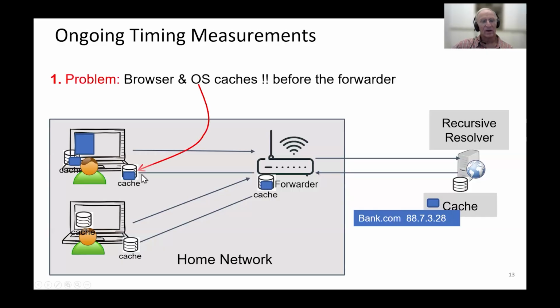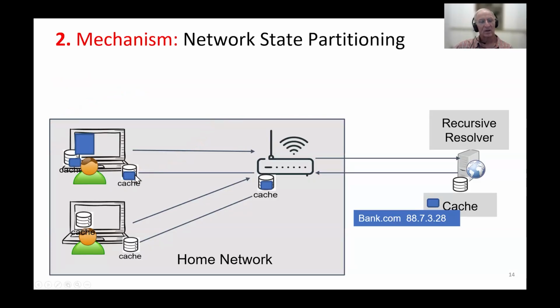In any event, we need to do the timing of doing another DNS request, but the result could be in one of these caches, so we will not reach the forwarder cache, which we want to measure. Is it in the forwarder cache, yes or no? So we need to go around these two caches.